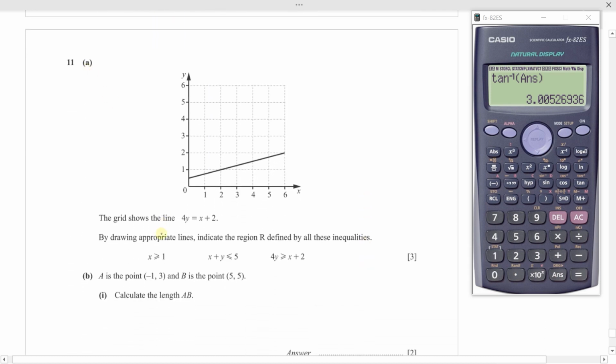Question 11 is, the grid shows the line 4y equals x plus 2. By drawing appropriate lines, indicate the region R defined by all these inequalities. So the first inequality is x is greater than or equal to 1. So that means I have to draw the line x equals 1. So x equals 1 is this line here.